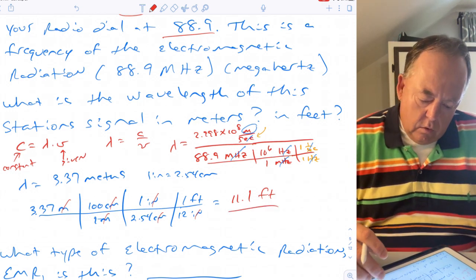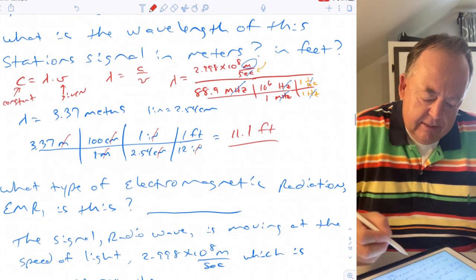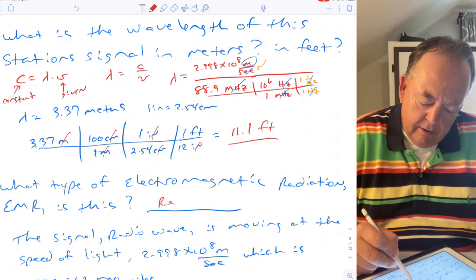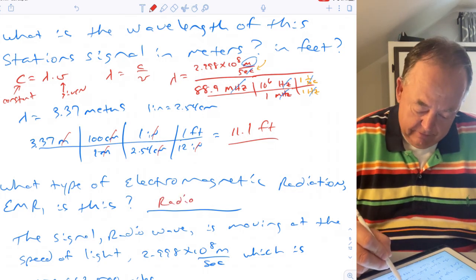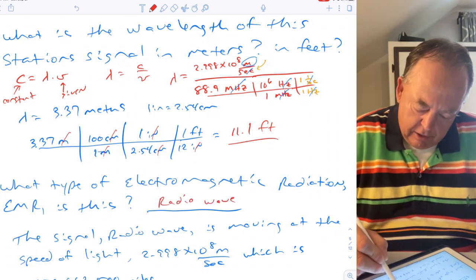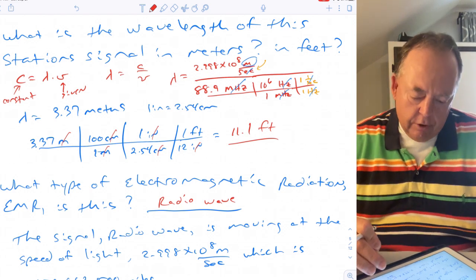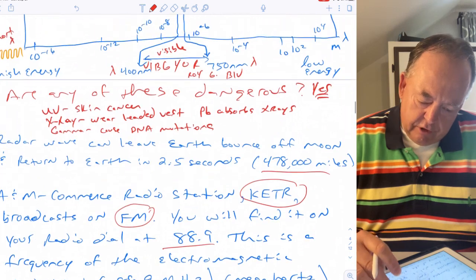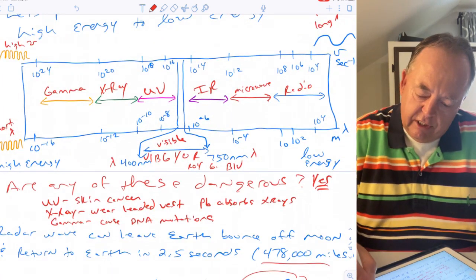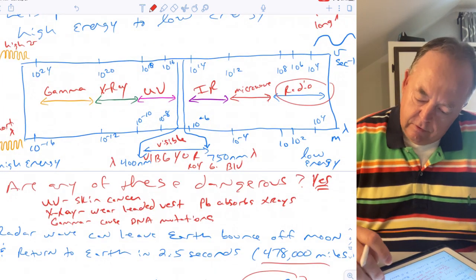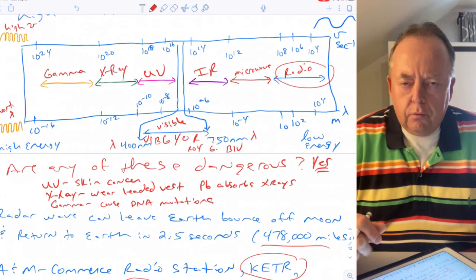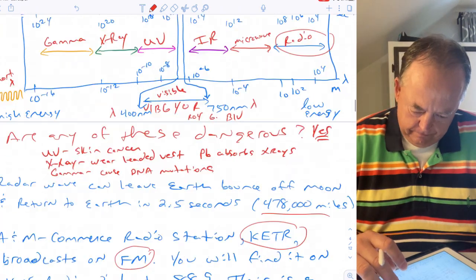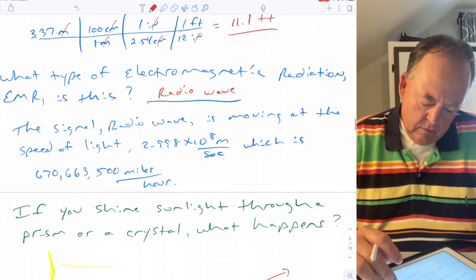Okay, so what type of electromagnetic radiation is this? Well, it would be a radio wave. How do you know that? Because you're listening to it on your radio, right? Or the other way that you would know that is you would just look here and see which region it's in, right? So about 3 meters, so that's in the radio region of the spectrum.